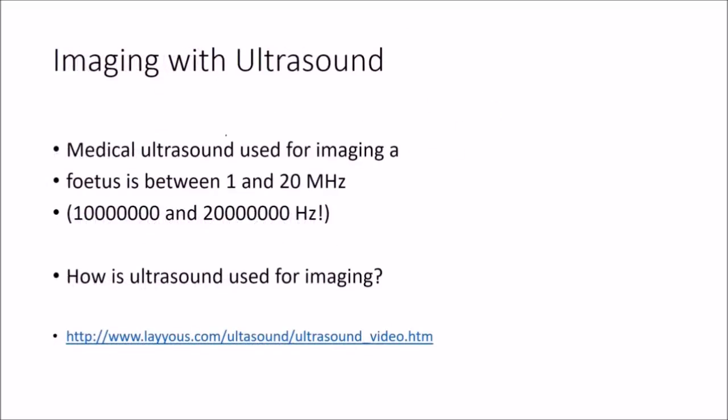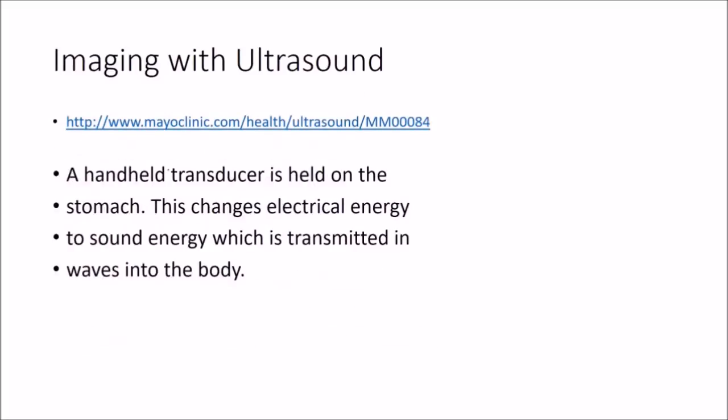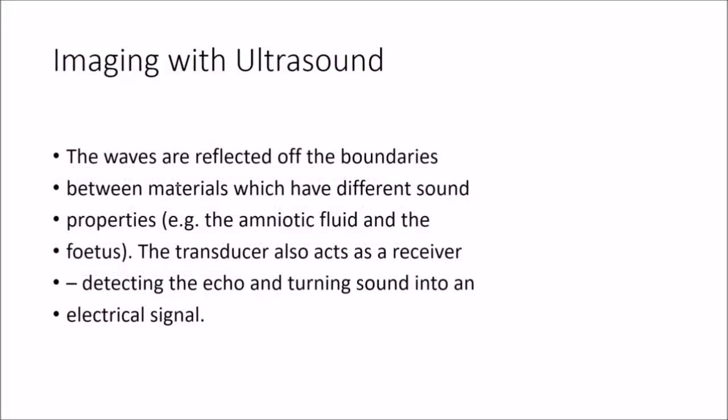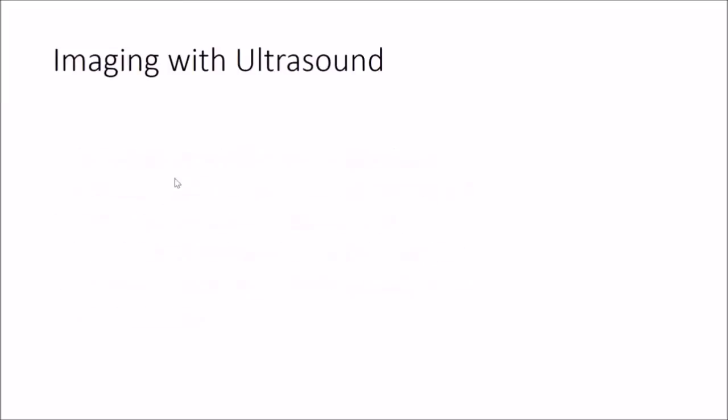Then imaging with ultrasound. You might have seen ultrasound in medical imaging. Medical ultrasound used for imaging a fetus is between 1 to 20 megahertz. How is ultrasound used for imaging? A handheld transducer is held on the stomach. This changes electrical energy into sound energy, which is transmitted in waves into your body. The waves are reflected off the boundaries between materials which have different sound properties, for example, amniotic fluid and the fetus. The transducer also acts as a receiver, detecting the echo and turning sound into electrical signals.